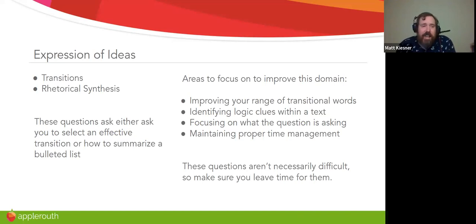And also focus on the questions asking, especially the rhetorical synthesis questions. And then another issue, if you're scoring lower on this, is that these are the last questions of the reading and writing modules. So maybe it was a time issue, right? That's something to question, because we know those rhetorical synthesis questions are going to be the last ones. Maybe you ran out of time. And so better time management would help, you could answer these if you had the time for them, because they're not necessarily difficult.